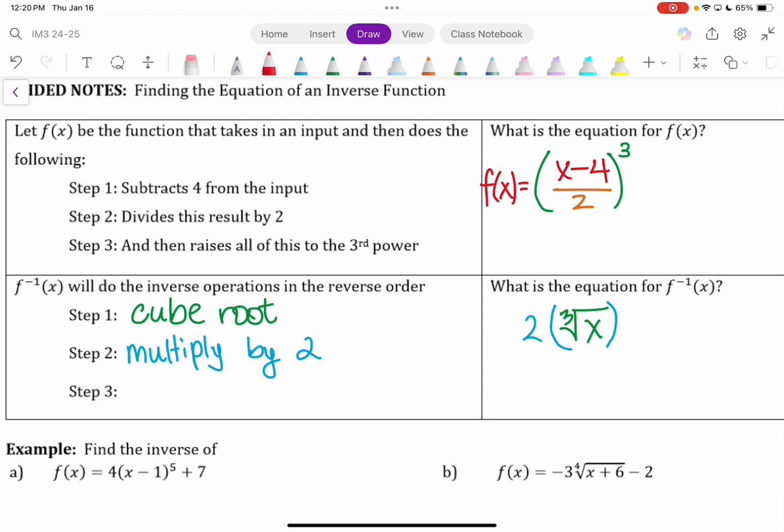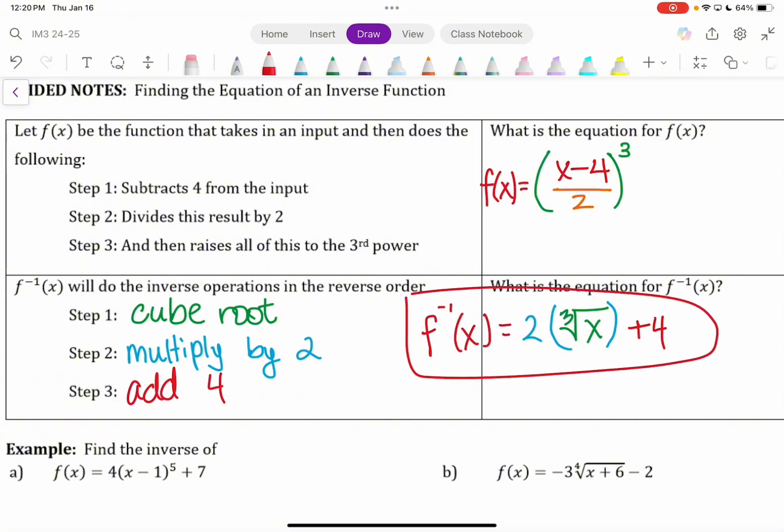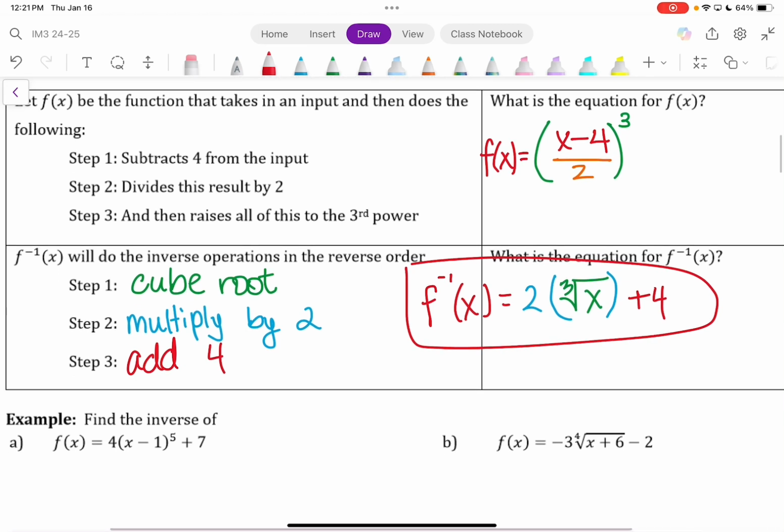Okay, what's the last step? We go back to the first step of the entire problem. Subtract 4. What's the inverse of subtracting 4? Add 4. So we go ahead and add 4. We get f inverse of x is equal to 2 cube root of x plus 4. Got it? Okay. All right. And that is essentially how you find the inverse of an equation.